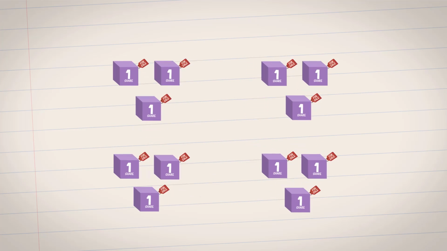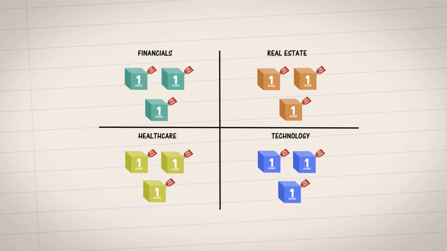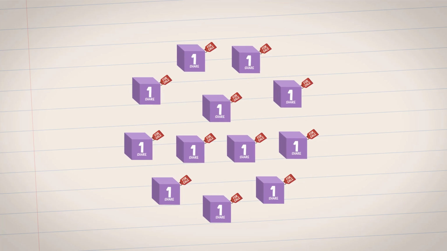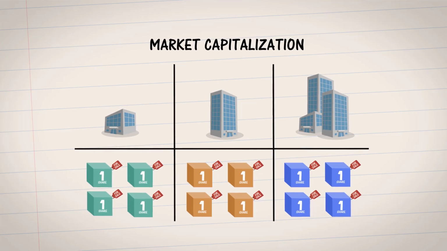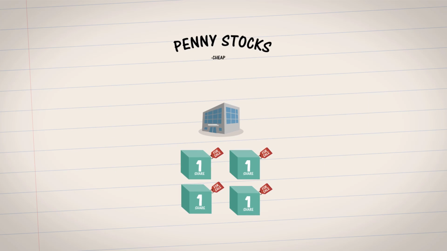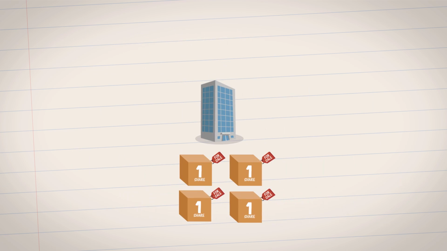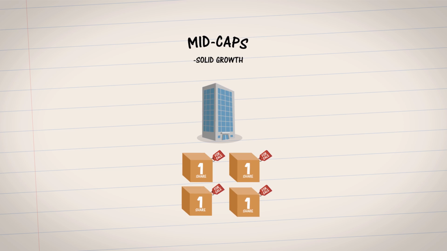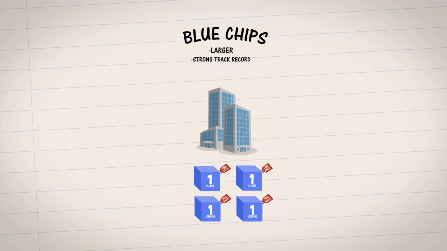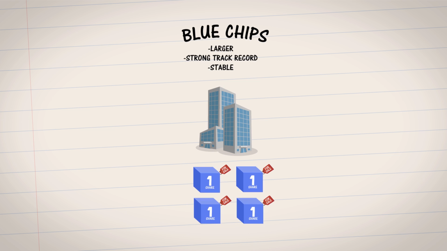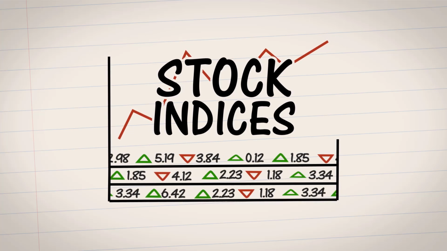One way is to separate them by sectors, like financials, real estate, healthcare, technology, and so on. Another approach is to divide them based on the size of the companies, also known as market capitalization. On the low end are penny stocks, which are cheap, volatile, but offer high growth potential. Then there's mid-caps, which provide solid growth potential with less risk. And on the high end, blue chips, which are usually larger with strong track records, more stable companies with higher stock prices.